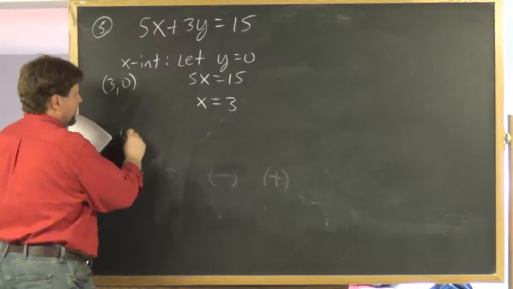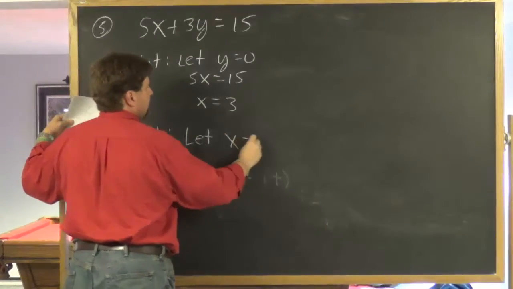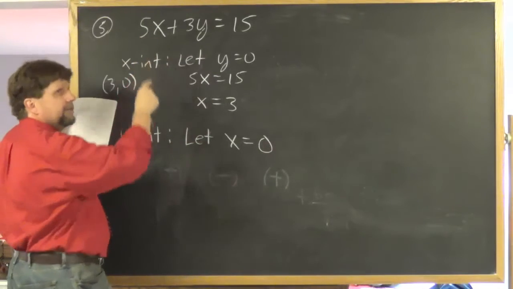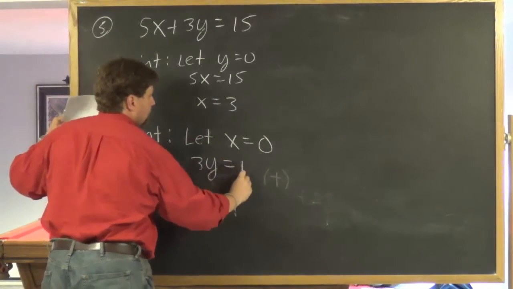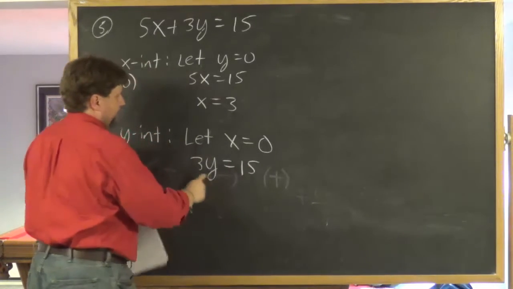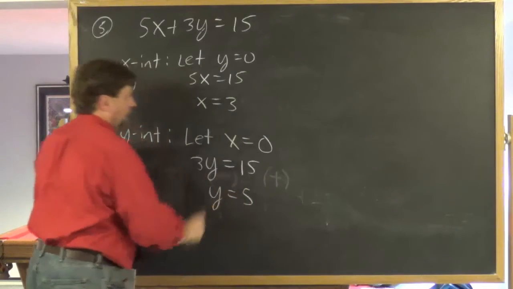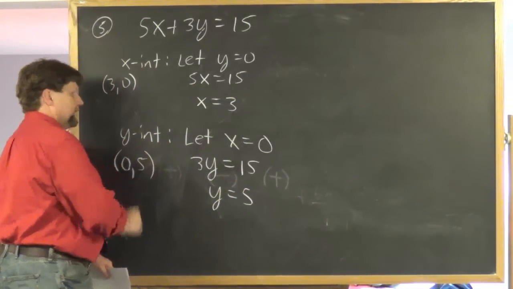To get the y-intercept, remember, you're going to let x equal 0. So put 0 in here for x. 5 times 0 is 0. So you have 3y = 15. Divide both sides by 3. And you get y = 5. So the y-intercept is (0, 5).